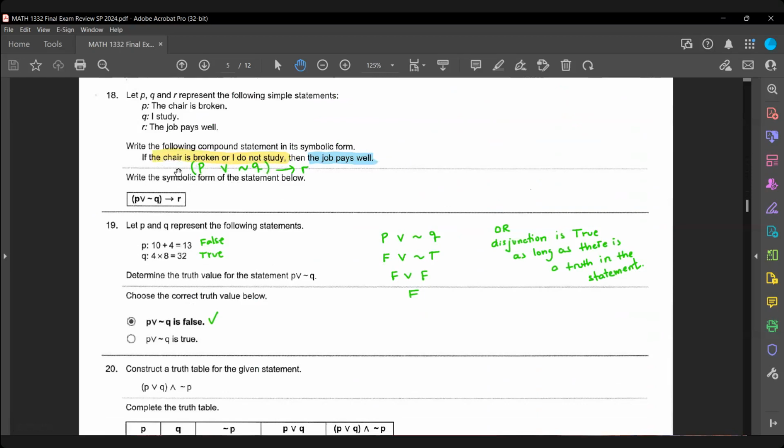We have the chair is broken, that is P, or is the V-looking symbol. I do not study is the negation of Q, then R.